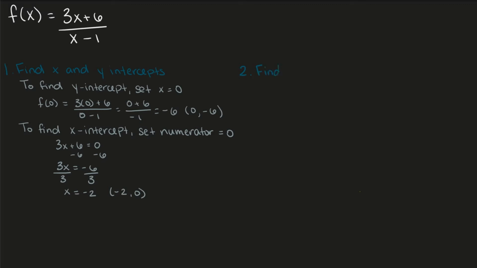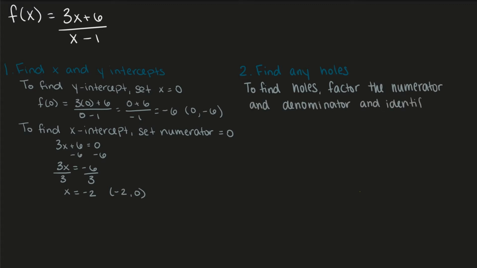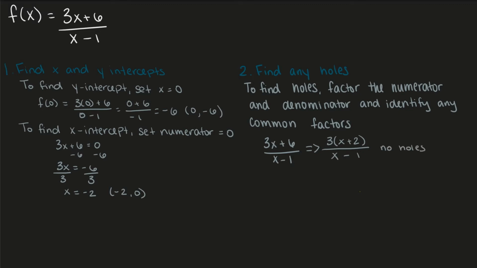Next, we want to find any holes. To find holes, we want to factor our numerator and denominator and identify any common factors that we can potentially cancel. So in this case, our function 3x plus 6 over x minus 1 becomes, in our numerator we can factor out a 3, which means this is 3 times x plus 2 over x minus 1. There are no common factors, which means there are no holes.